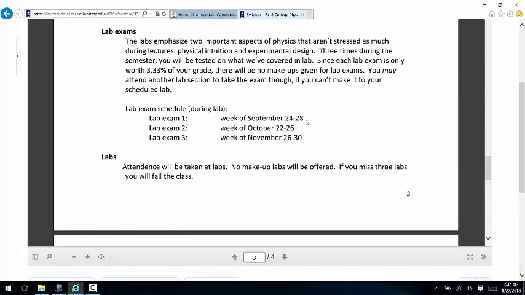If there's one of those lab exams you can't make it to, but you can make it to another lab exam, then just like with the labs, show up, and you don't have to tell me ahead of time to take the lab exam with them. Any questions about labs or lab exams?